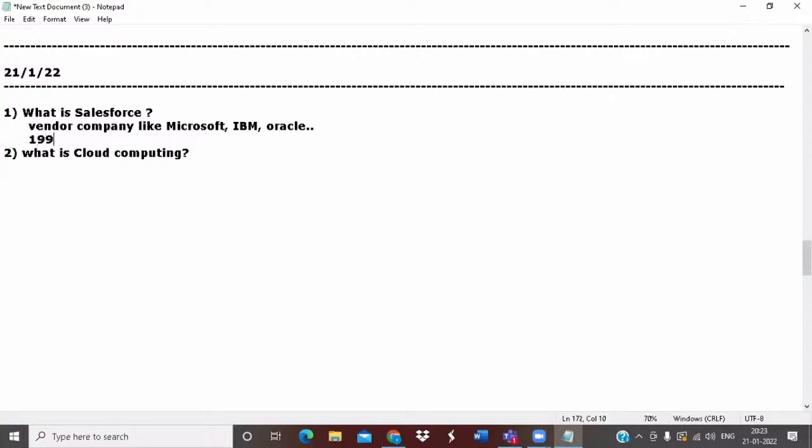The company started in 1999 in San Francisco, California, USA. The company CEO is Mark Benioff. This is the background history of the Salesforce company. This company runs on the concept called cloud computing.